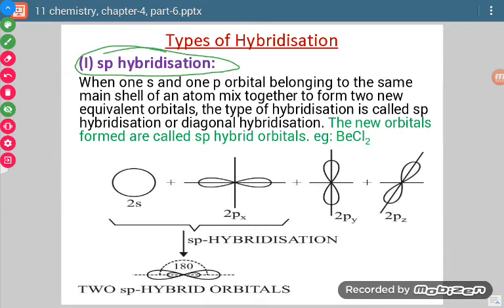Okay, sp hybridization. Now what does it mean? What is written, sp? It means one s orbital and one p orbital will mix together and form two new equivalent orbitals. This type of hybridization is called sp hybridization or diagonal hybridization. The new orbitals formed are called sp hybridized orbitals. For example, BeCl2. In case of BeCl2, sp hybridization occurs. Now in this diagram you can check how it happens.